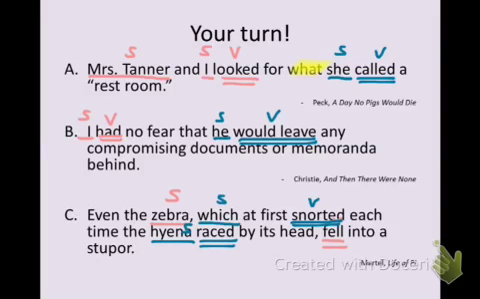In sentence B, I had no fear that he would leave any compromising documents or memoranda behind. You can see I had is the subject in the independent clause. He would leave is the subject and verb in the subordinate clause. Again, here's our clue word, that relative pronoun beginning an adjective clause.